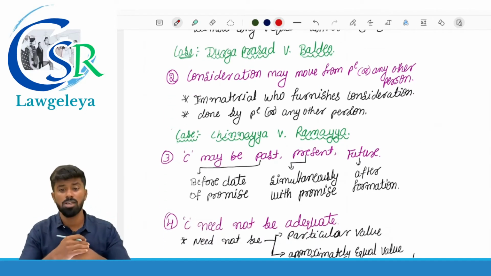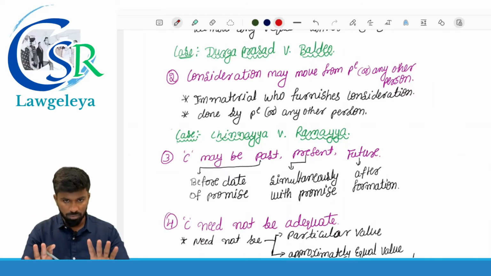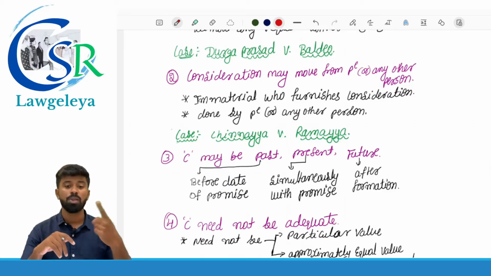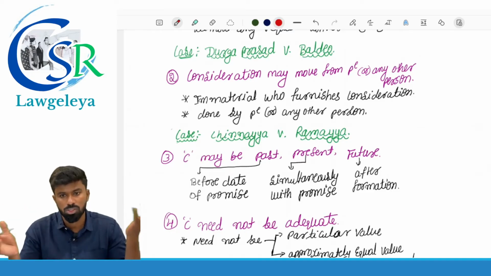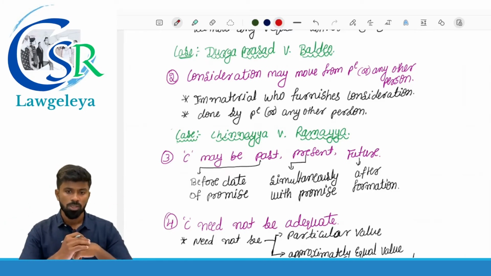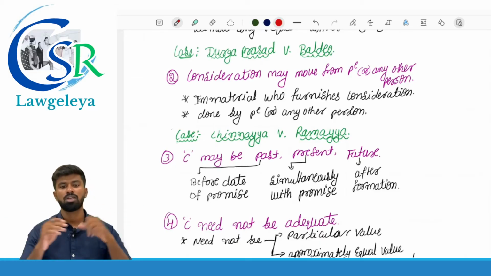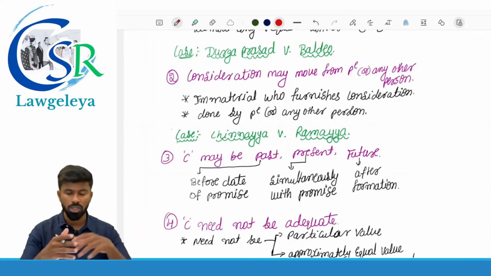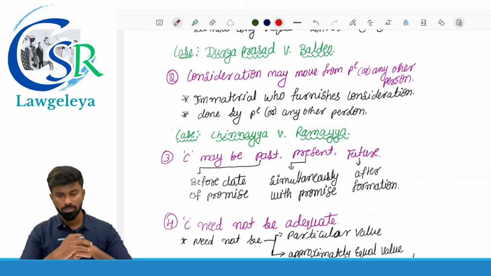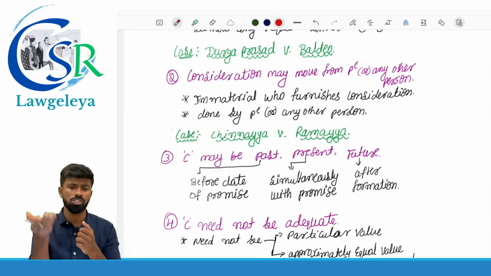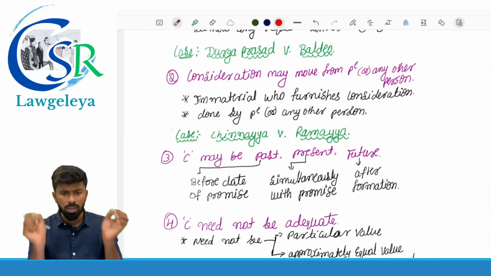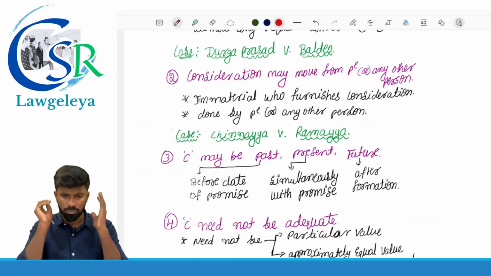Next one, consideration may move from the promisee or any other person. Law requires that consideration must be at the desire of the promisor. But who can provide the consideration? Anybody can provide consideration, the promisee or any other person. It is immaterial who furnishes the consideration. We don't care. For this, we have the Chinnaya versus Ramaya case law, where on behalf of Chinnaya, who gave consideration? An old lady gave consideration to Ramaya. So the court held that the contract between Chinnaya and Ramaya is valid.